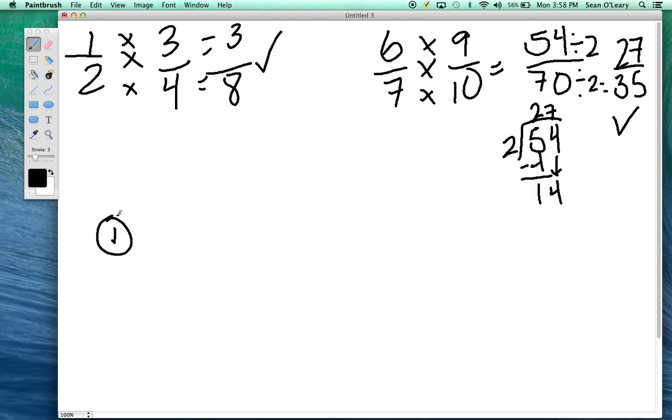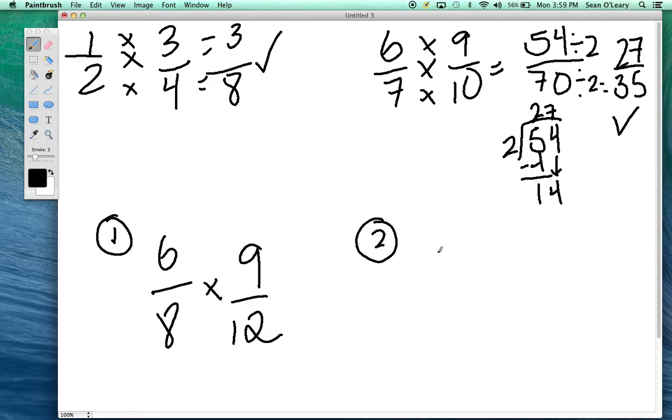So the first problem is 6/8 times 9/12. And your second problem is 7/9 times 1/2. Good luck.